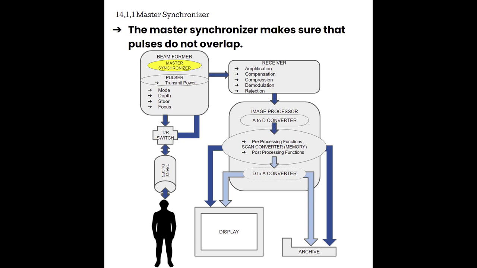So the master synchronizer is responsible for the waiting. It's going to take into account the depth that the machine is set at, what mode we're using, and it's going to decide at what time a new pulse can be created. So remember that depth is directly related to the PRP and inversely related to the PRF. As the sonographer changes the depth, the master synchronizer is going to recognize those changes, working with the pulsar to make sure that pulses are sent appropriately. So again, within the beamformer, the master synchronizer is timing everything correctly.